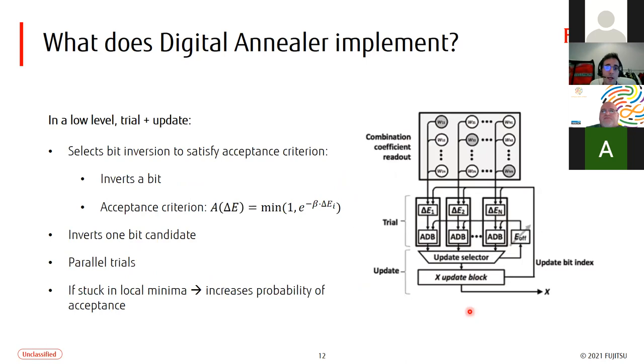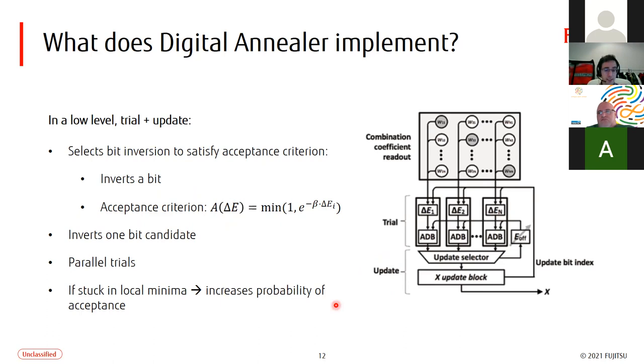Okay. And at a low level, since Digital Annealer is a hardware platform that relies on an ASIC, what we do is select some bits in order to satisfy the acceptance criterion. Okay, so we run two processes, the trial and update processes. And at first, what we do is invert several bits, since we are running a parallel computation with at most 128 different solutions. So we are trying to invert bits in order to get a new solution to our problem, okay? That will be the acceptance criterion.